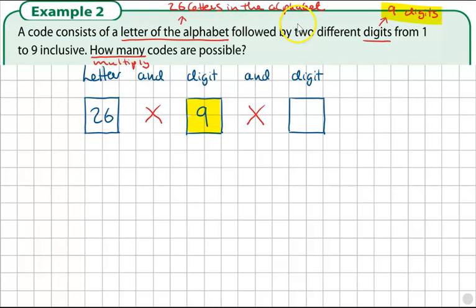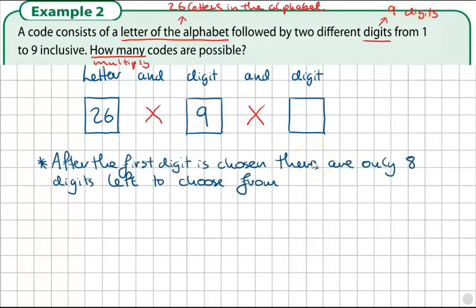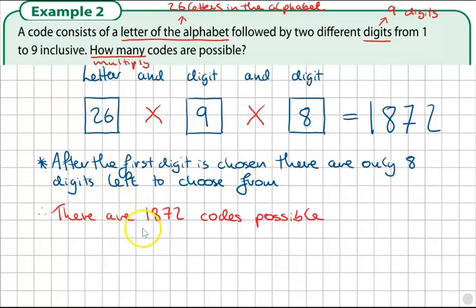And it tells us specifically that the digits have to be different, so we can't repeat a digit. If we've used one of the digits already here, it doesn't matter what it is, we've only got 8 to choose from for the final box. So after the first digit is chosen, there are only 8 digits left to choose from. So we're going to put 8 in this box, and 26 times 9 times 8 gives us 1,872 different codes that we could come up with. So there are 1,872 codes possible.